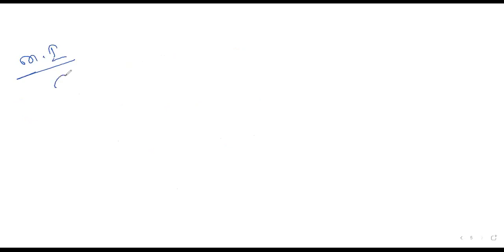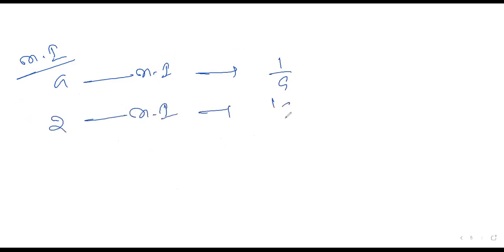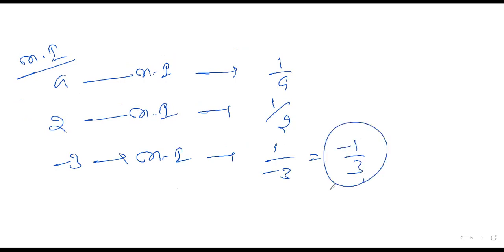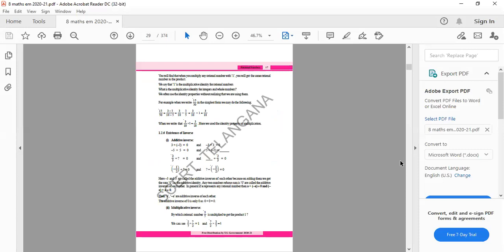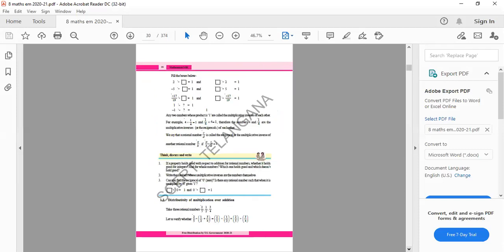Similarly, multiplicative inverse means a is a number, and the multiplicative inverse of the number is 1 by a. Similarly, 2 is a number, the multiplicative inverse of 2 is 1 by 2. If minus 3 is there, the multiplicative inverse of minus 3 is 1 by minus 3, nothing but minus 1 by 3. This is the multiplicative inverse of the given number. Okay. Now back to the textbook. This multiplicative inverse is clear.